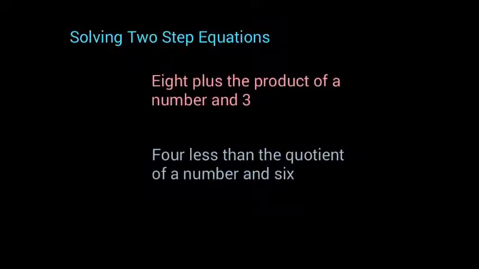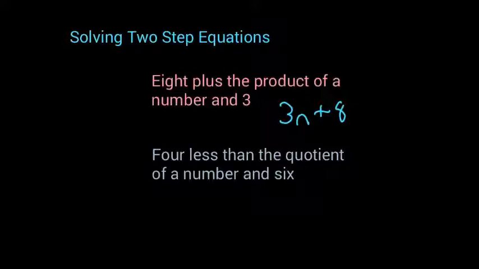Alright, today we're going to talk about solving two-step equations. So first, we're going to write some two-step equations. The first one I have there is 8 plus the product of a number and 3. So we need to add 8 to the product of 3 and a number. So I start with 3 and a number. I don't know what the number is, so I just put n. And then I'm going to add 8 to it.